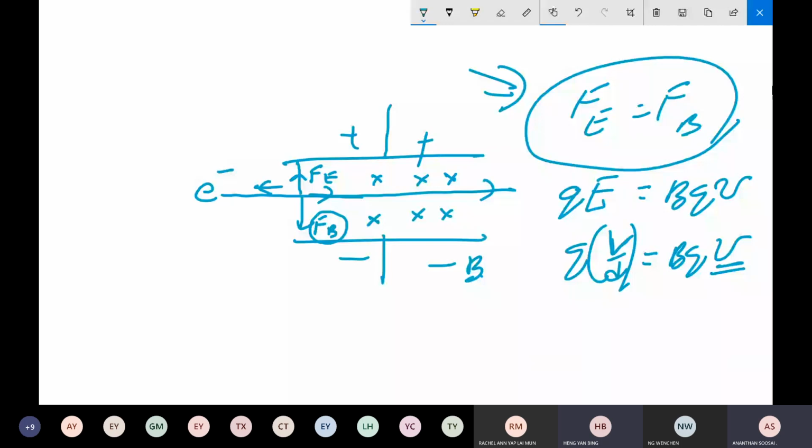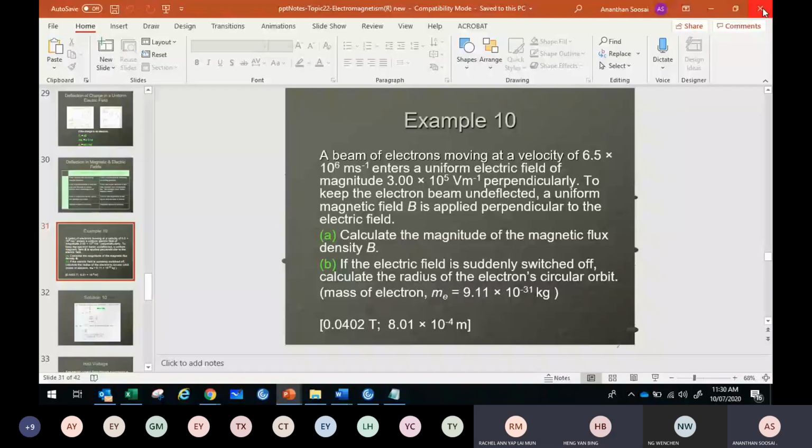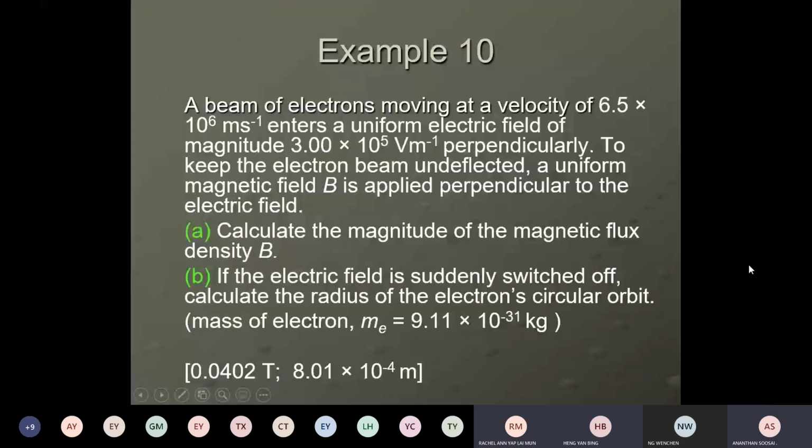Okay, go back to the question. Get me the answer for part A. To keep the electron beam undeflected, if a uniform magnetic field is applied perpendicular to the electric field, calculate the magnitude of the magnetic flux density B that must be applied. Hope you get the answer, 0.0402 Tesla.